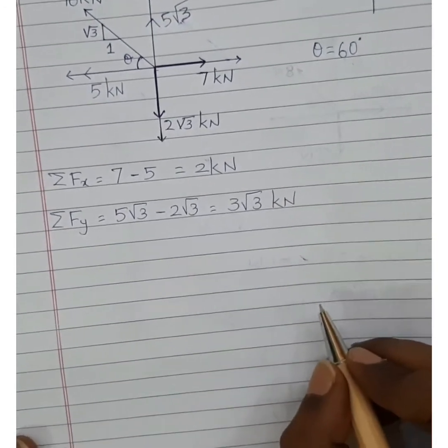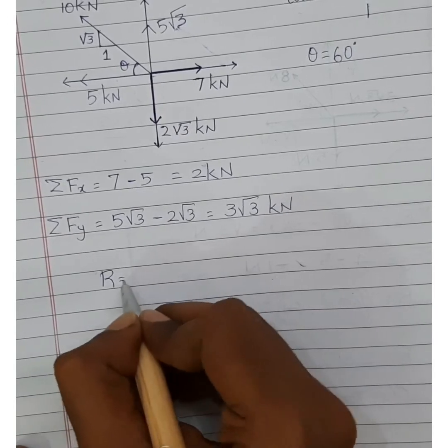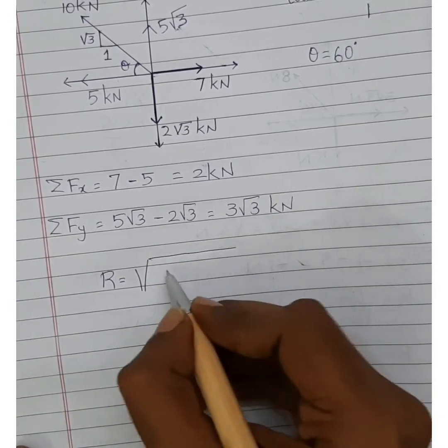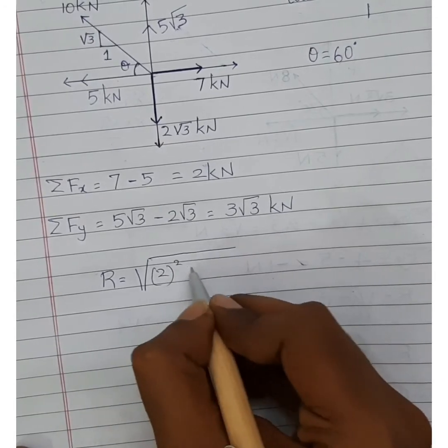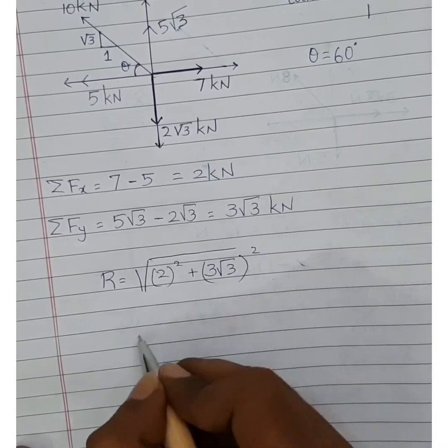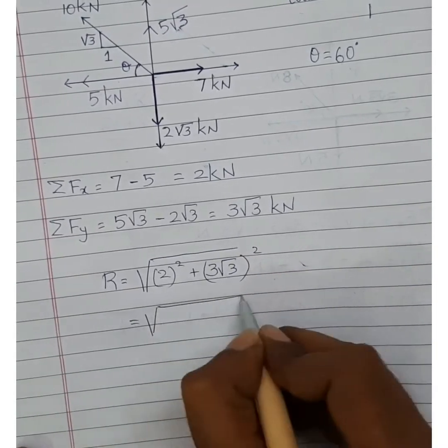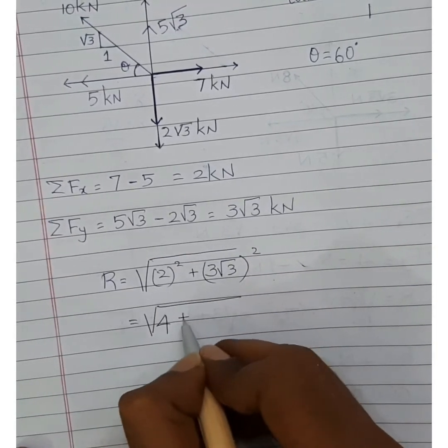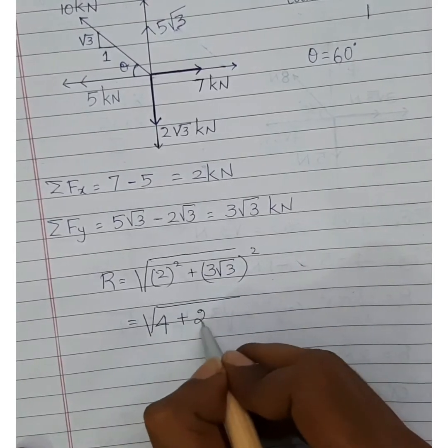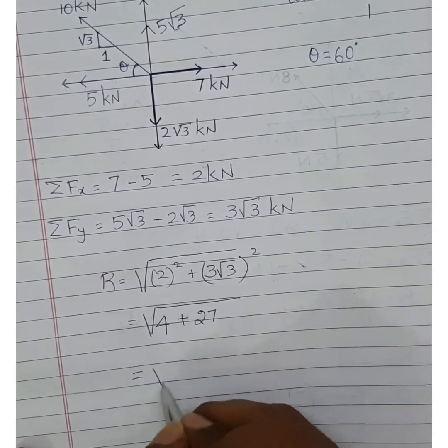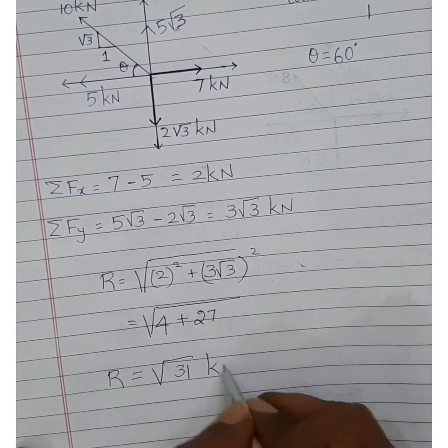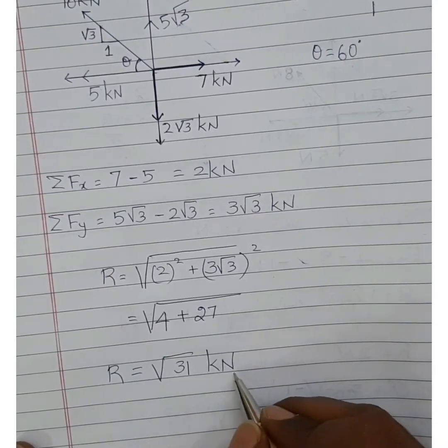Now we will find the resultant using the formula R is equal to root of sigma Fx the whole square plus sigma Fy the whole square. So that is 2 square plus 3 root 3 the whole square. So 2 square is 4, plus 3 square is 9, root 3 the whole square is 3. So 9 into 3 is 27. So that is root 31 kilonewton. So the resultant is root 31 kilonewton.